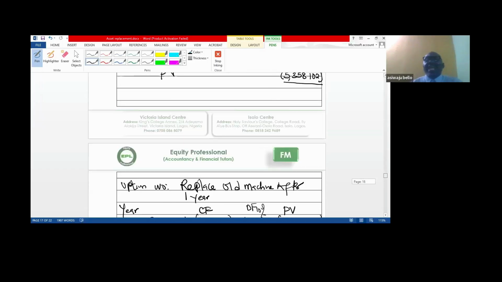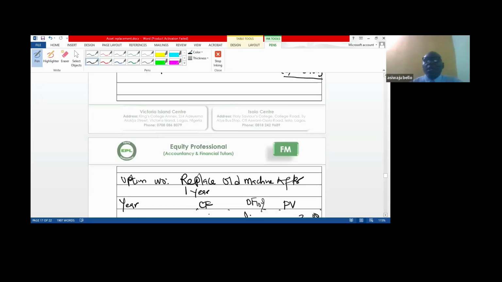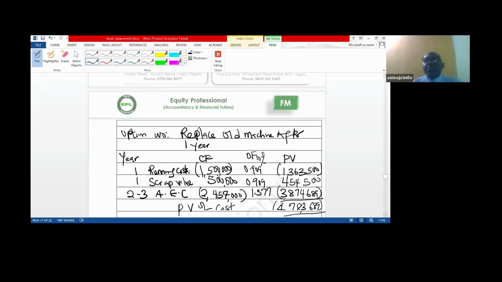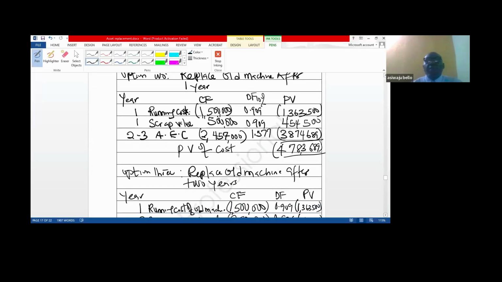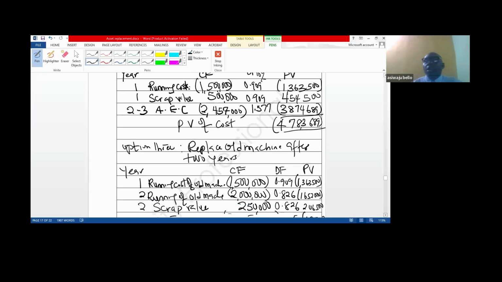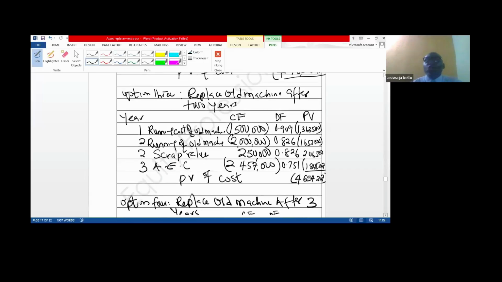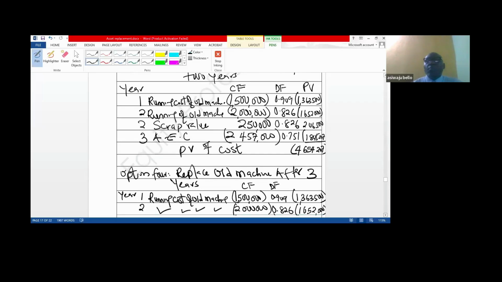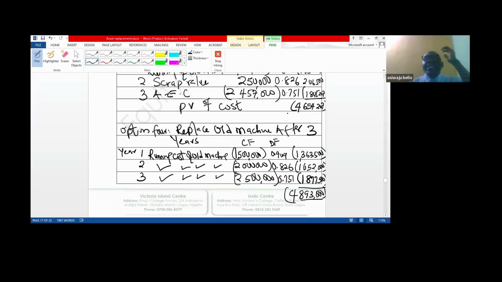The first one is like 5.3 million cost. The second one, we have like 4.78 million. The third option we have 4.65 million. The last option we have 4.89. Our least cost is option 3.